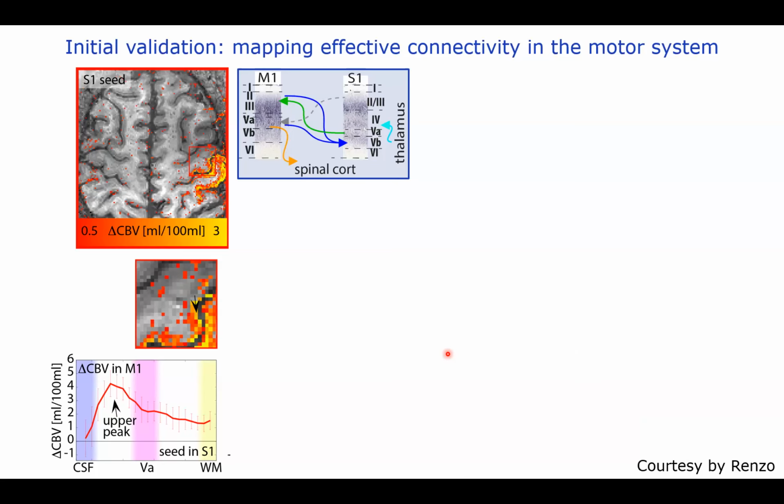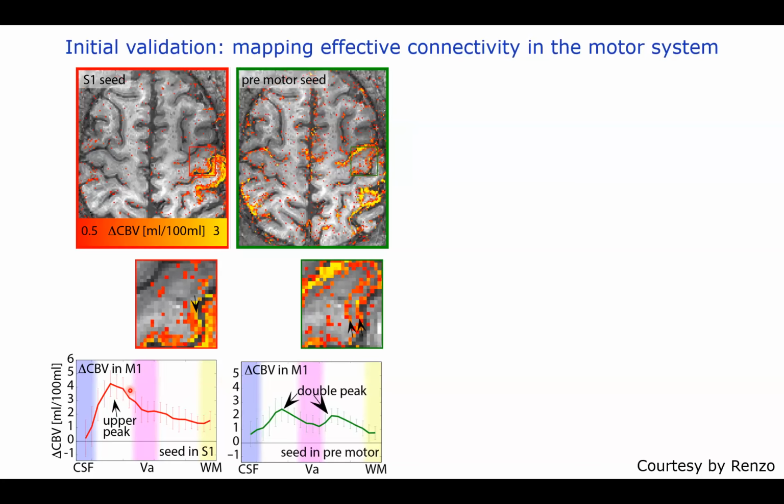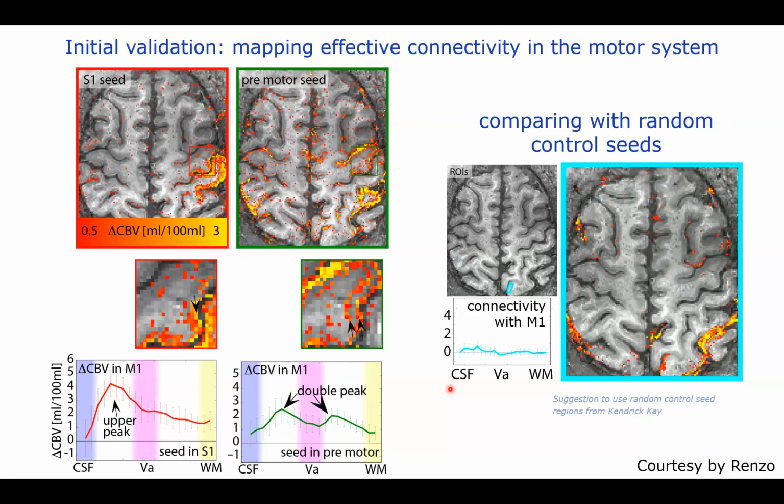Here is another example extending to the motor cortex. We use a seed in the S1 area, and from animal models we know it provides inputs to the superficial layers of M1, and you can clearly see in the layer profiles an upper peak in the superficial layers. If you take a seed in the premotor area, you see a quite distinct pattern, where M1 receives feedback inputs. And this shows a comparison with random seeds in different brain regions, where you don't see clear structure in the layer profiles.